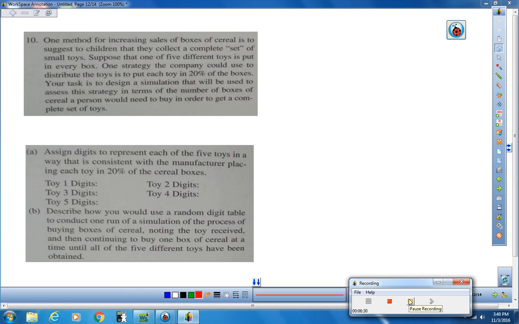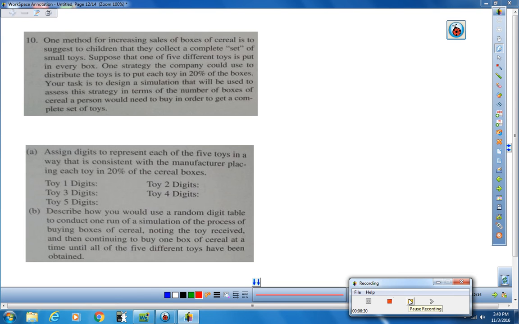What we have to do is design a simulation that will be used to assess this strategy in terms of the number of boxes of cereal a person would need to buy in order to get a complete set of toys. Okay? So it says assign digits to represent each of the 5 toys in a way that's consistent with the manufacturer placing each toy in 20% of the cereal boxes.